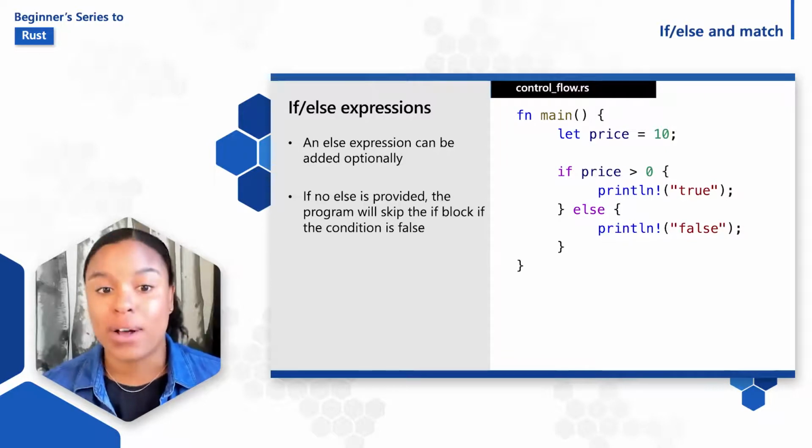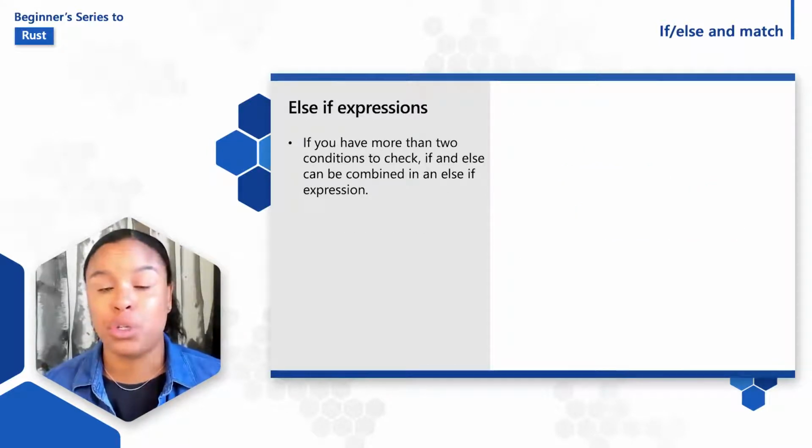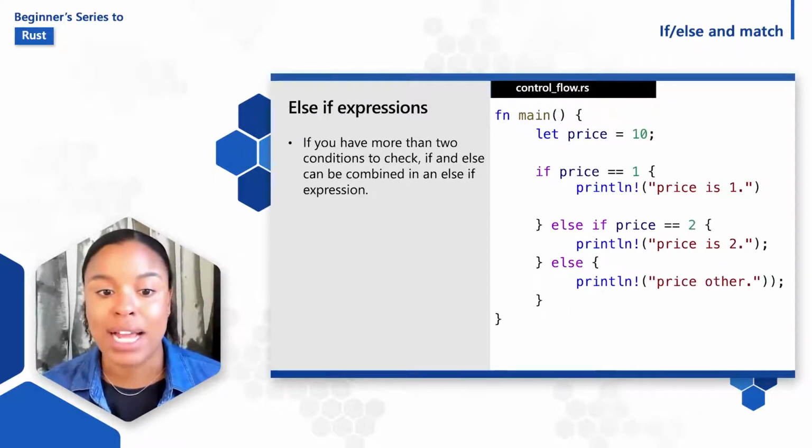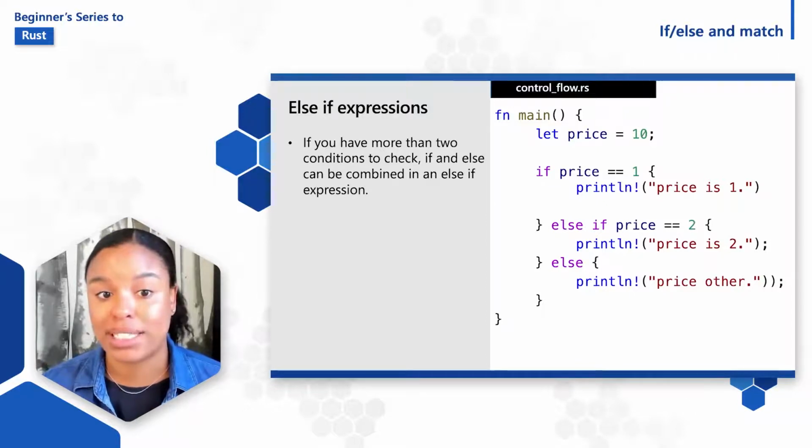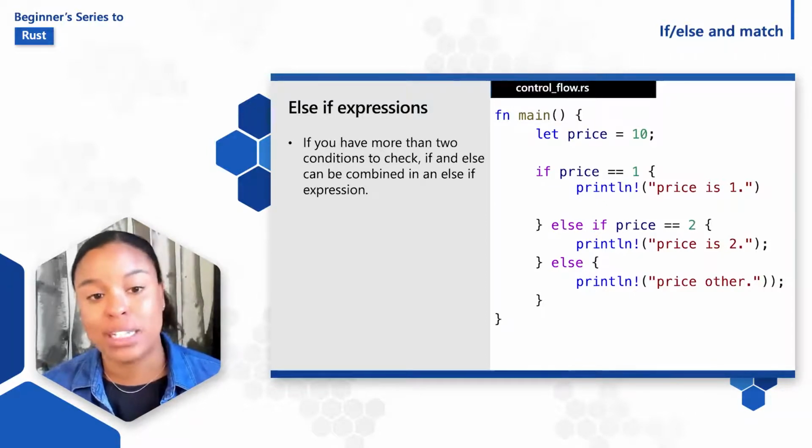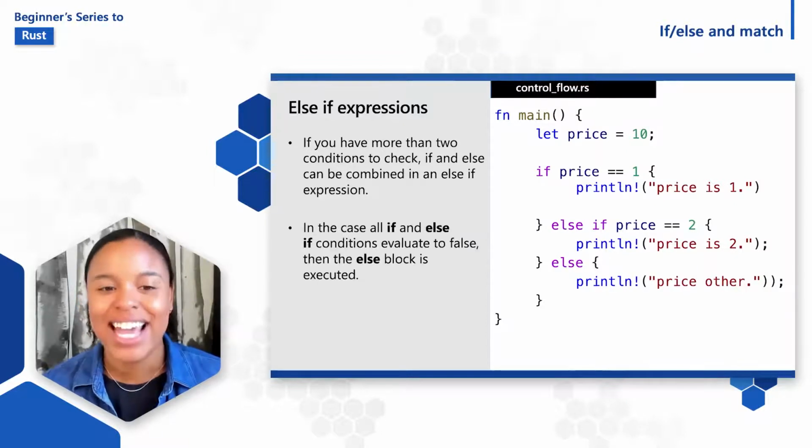If no else is provided, the program will skip the if block if the condition is false and move on to continue executing the program. If you have more than 2 conditions to check, if and else can be combined in an else if expression. For example, if price is equal to 1, print the price is 1. Else if price is equal to 2, print the price is 2. Else print price other. In the case all if and else if conditions evaluate to false, then the else block is executed.